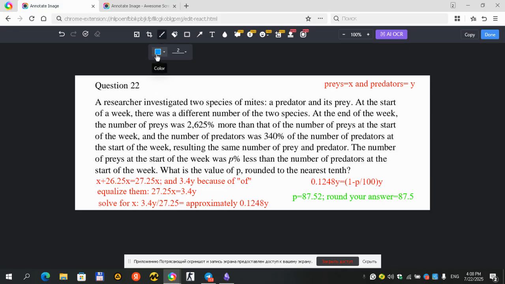So the question might seem a little bit complicated at the beginning, but it's not, because if you approach it more carefully, it's just another percentage question, which is really manageable and simple enough to solve. So we just labeled the prey as x and predators as y, and if you take it from here, there is one confusing part.